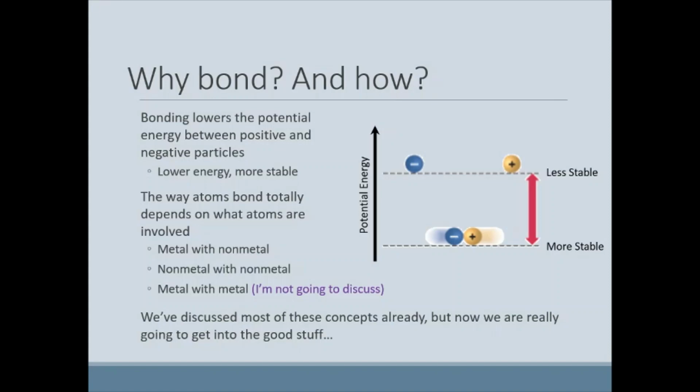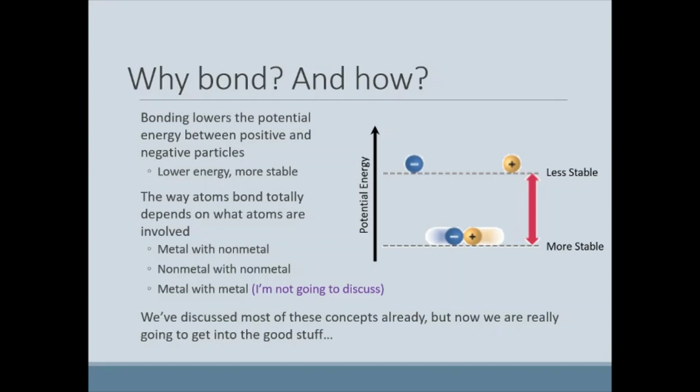We've discussed these in previous chapters, but basically if you have a metal and a non-metal come together, you're going to be looking at ionic bonding. Whenever you have a non-metal with another non-metal, you're going to be forming covalent bonds. We've discussed these concepts in the past, but now we're really going to get into why and how these things happen.